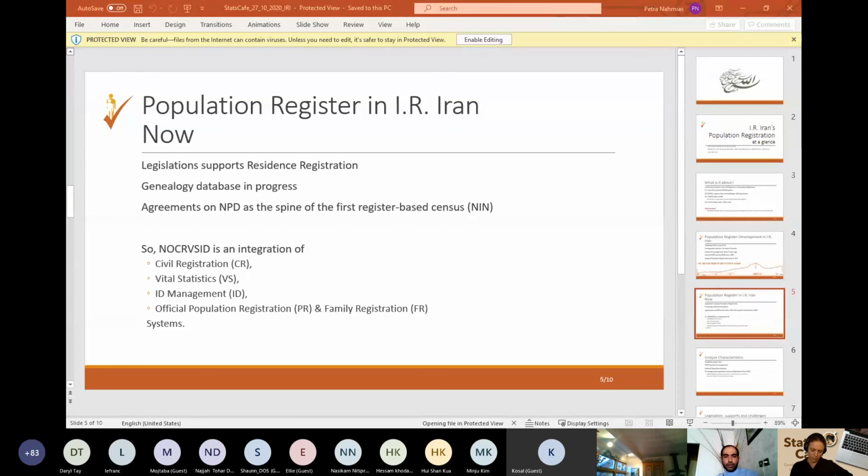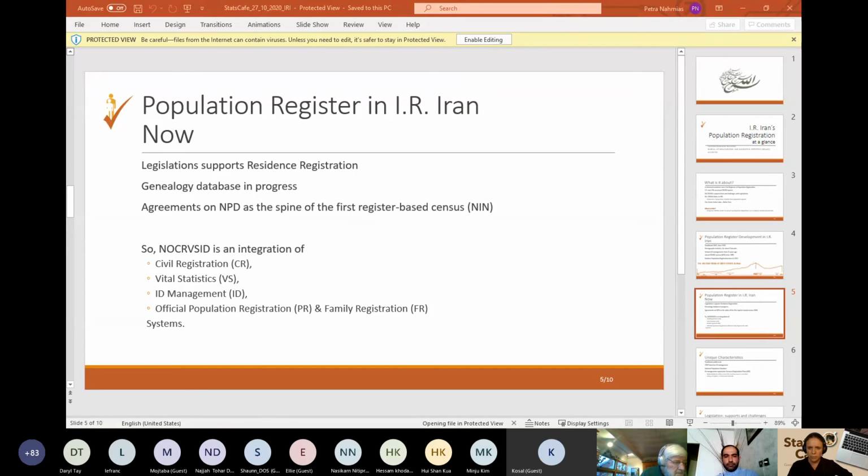On the other hand, unclear data exchange protocols between different administrations and the lack of clear agreements and standards for protecting personally identifiable information, let's say PII, are still a challenge.